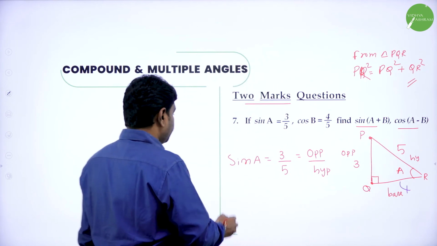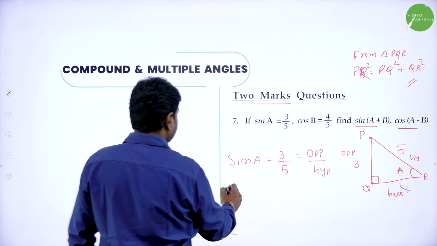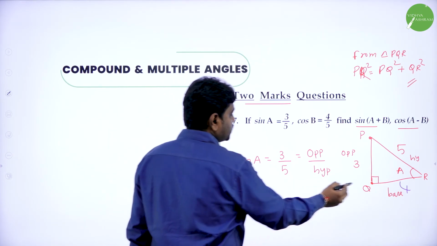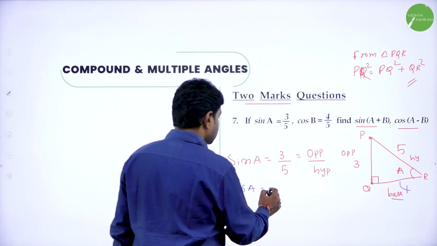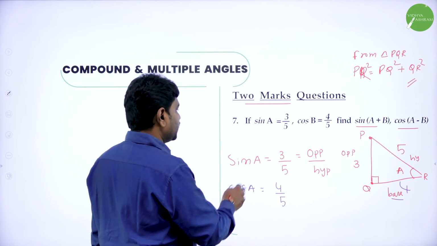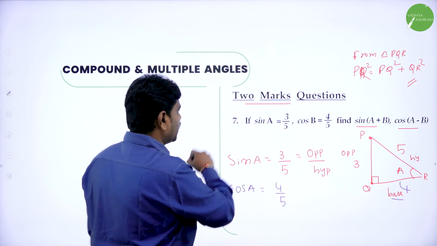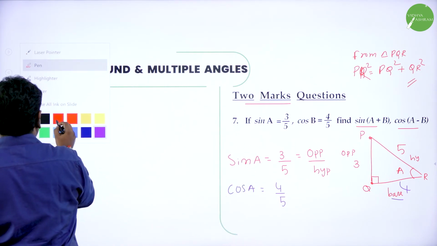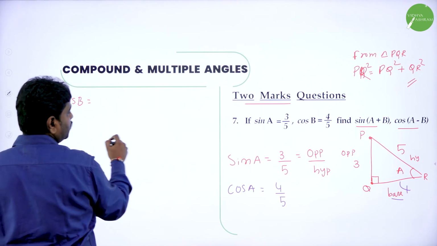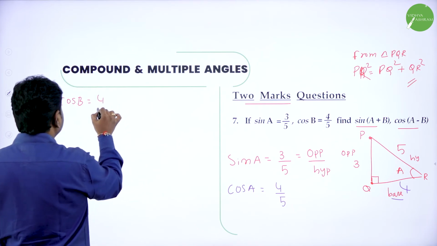So now from this you get cos. Sin they give, get cos. What is cos A? Cos means what? Base by hypotenuse. Base is 4, hypotenuse is 5. You got cos A. They gave sin A, you got cos A. Similarly, they gave cos B, get sin B. Cos B is given. So what is cos B given, dear students? Cos B they gave 4 by 5.